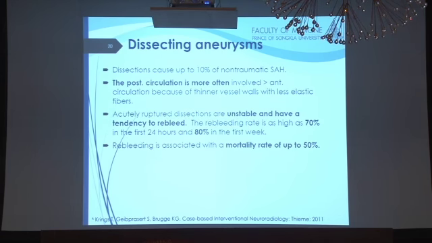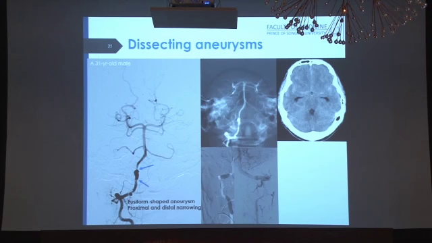In addition, rebleeding is associated with a mortality rate of up to 50%. There are some imaging findings that can determine a possibility of a dissecting aneurysm.